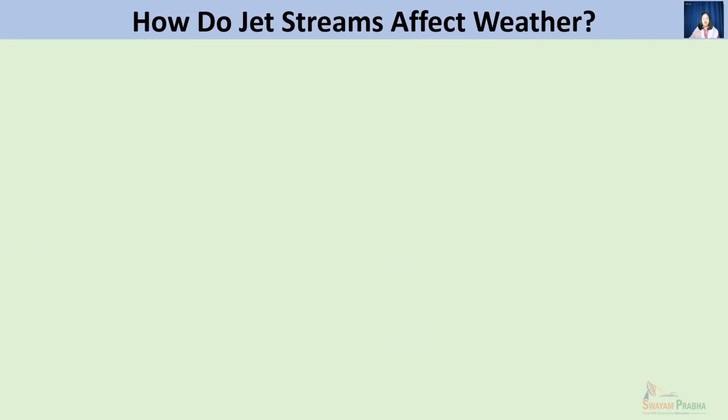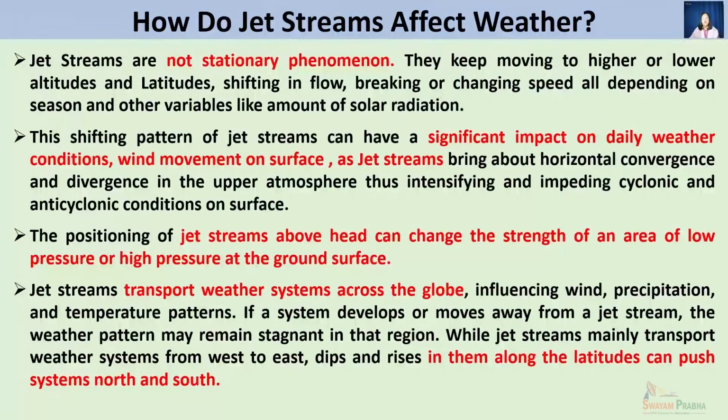Now coming to how jet streams affect weather. As we know, jet streams are not stationary phenomena. They are very, very dynamic as they keep on moving to higher or lower altitudes and even latitudes, shifting in flow, breaking or changing speed, all depending upon the seasons and other variable factors like solar radiation. So, depending upon all these factors, the jet streams are highly dynamic airflow systems.